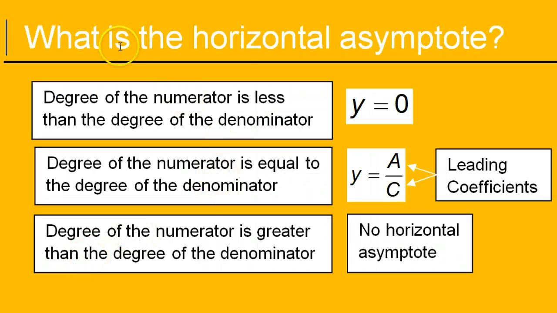I always start by looking for the horizontal asymptote. It's pretty easy to identify. The horizontal asymptote is the one that depends on the degree. If the degree of the numerator is less than the denominator, the asymptote is y equals 0. If the degree of the numerator is equal to the degree of the denominator, then the horizontal asymptote is y equals a over c, where a and c are the leading coefficients. If the degree of the numerator is greater, then there is no horizontal asymptote, but it might be a slant asymptote. So let's take a look at which situation we're in.